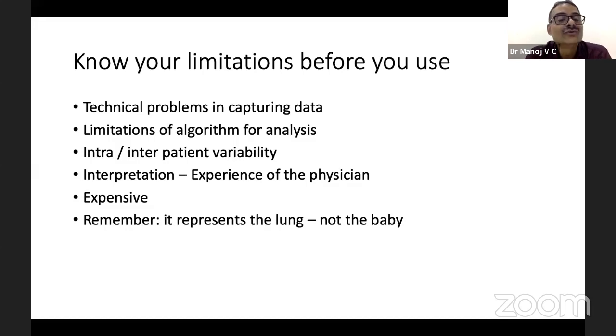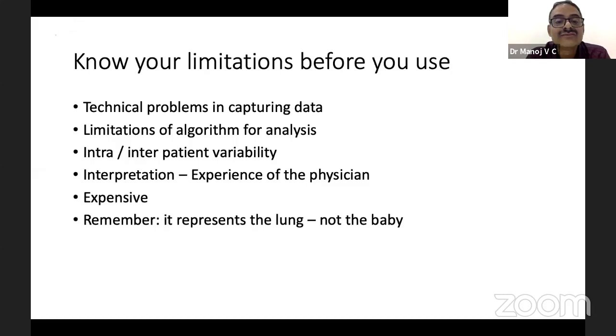You can attach pulmonary graphics to any of the ventilators. This is an expensive procedure. The newer modern ventilators do come with an attached pulmonary graphic pattern, but it need not be there. It's an expensive affair.